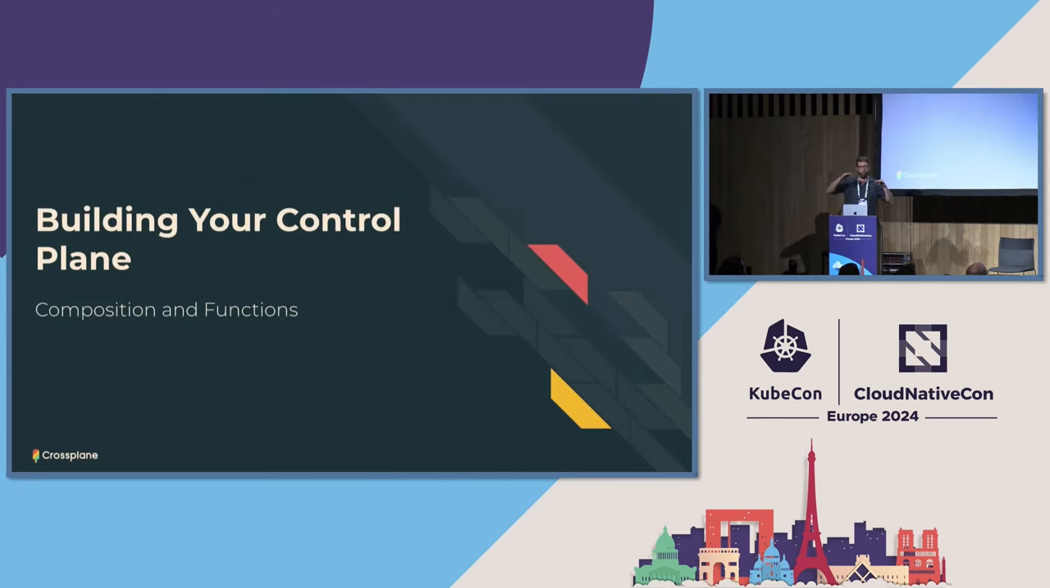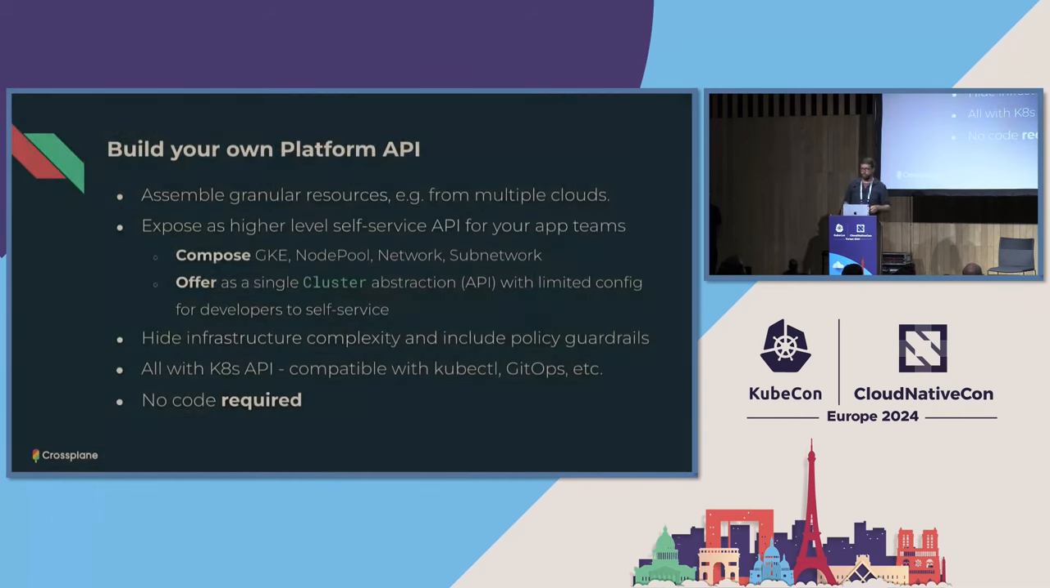All right, so going one level higher now. We talked about the managed resources, and now it's time to talk about assembling those resources into higher level abstractions and basically building your own platform API. A good example here is composing together, as a platform engineer, GKE, a node pool, network, subnet, all those things, and then offering that as a simple higher level cluster abstraction to your developers so that they have a limited surface area of configurations, just a few configuration knobs that you expose for them, and they can get a cluster for their workloads when they need it. All the complexity about how the cloud providers work, the configuration it takes, the policy, all that stuff is below the API line, and then your developers get a very simple experience on top of that.